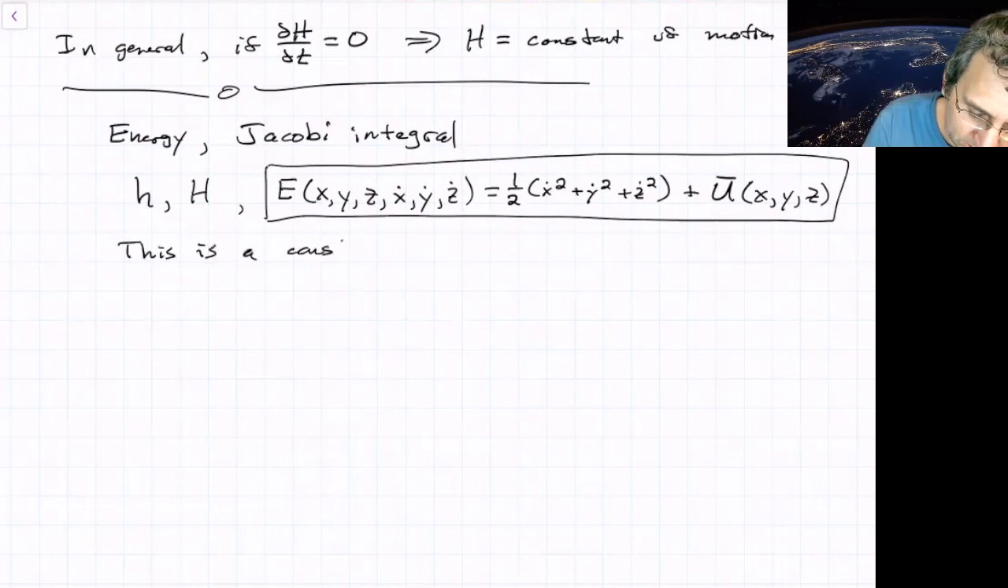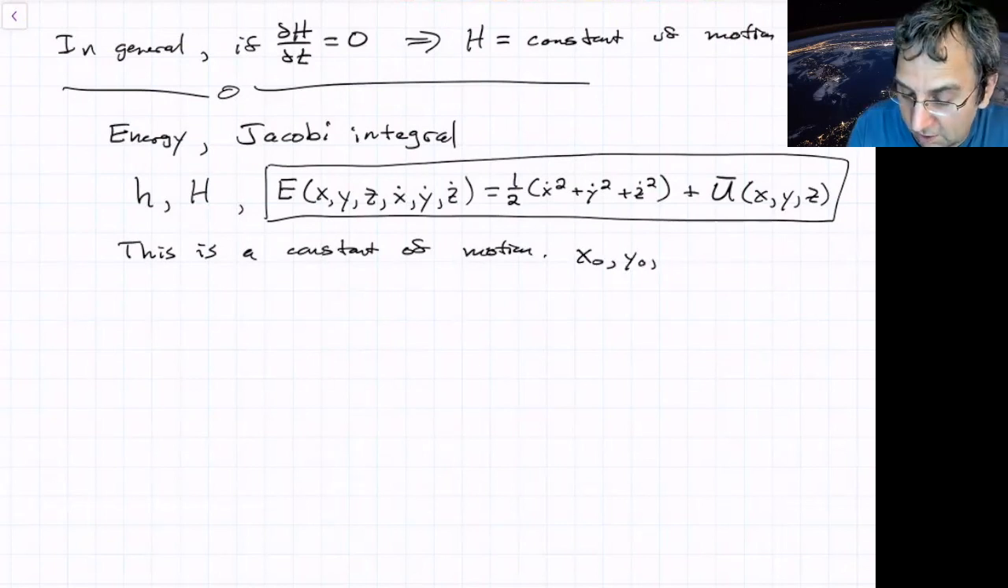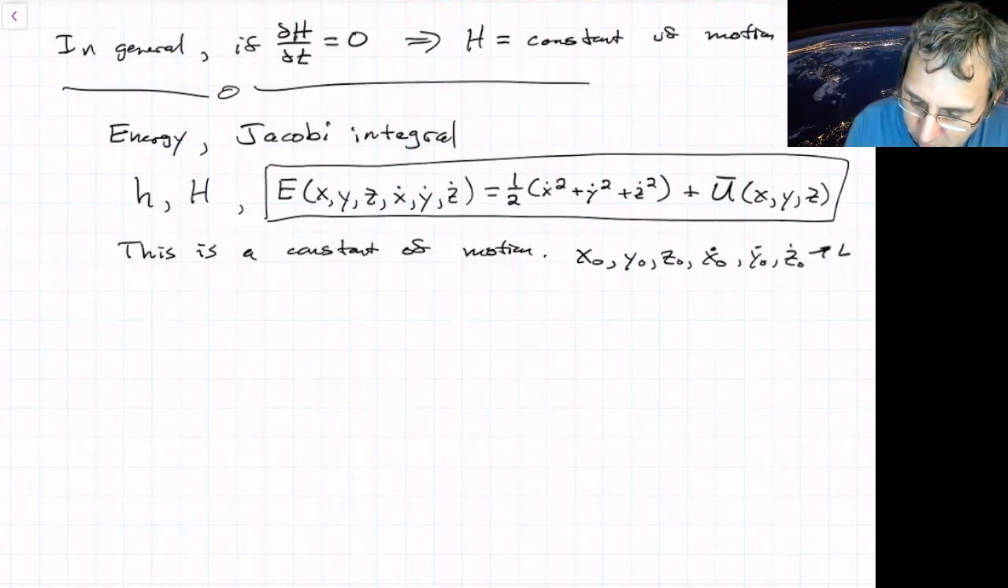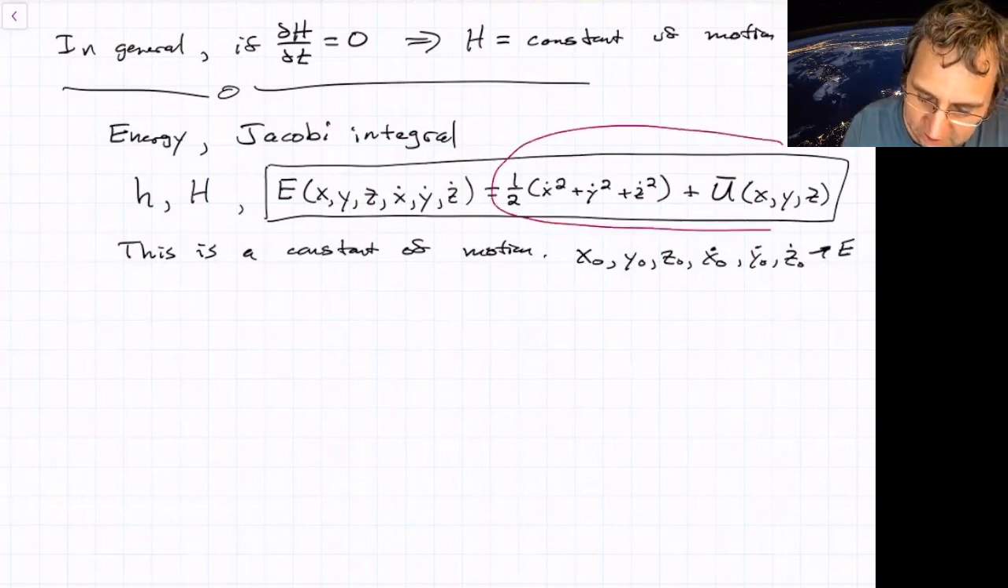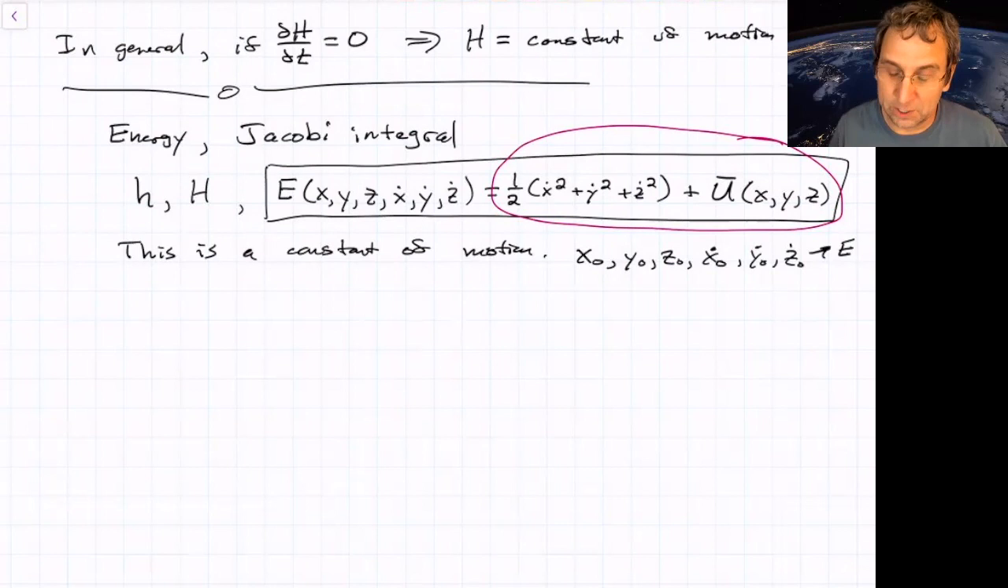This is a constant of motion. That means whatever you got for the initial condition, let's say your initial condition was x naught, y naught, z naught, x naught dot, y naught dot, z naught dot, that determines what the value of E is. And then as things change in time, all the terms on the right-hand side have to vary in just such a way that this value on the right equals the original value. So if you haven't seen constants of motion, that's what it means.